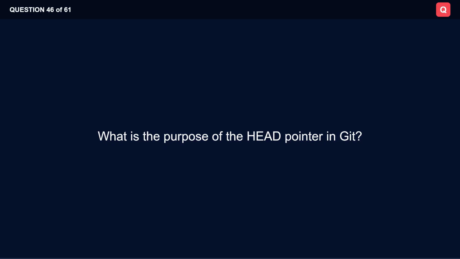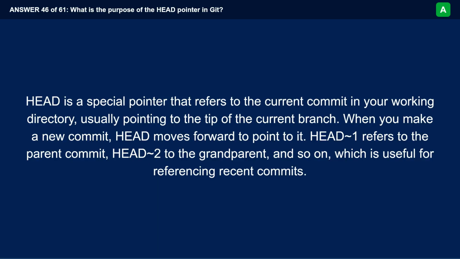What is the purpose of the HEAD pointer in Git? HEAD is a special pointer that refers to the current commit in your working directory, usually pointing to the tip of the current branch. When you make a new commit, HEAD moves forward to point to it. HEAD~1 refers to the parent commit, HEAD~2 to the grandparent, and so on, which is useful for referencing recent commits.